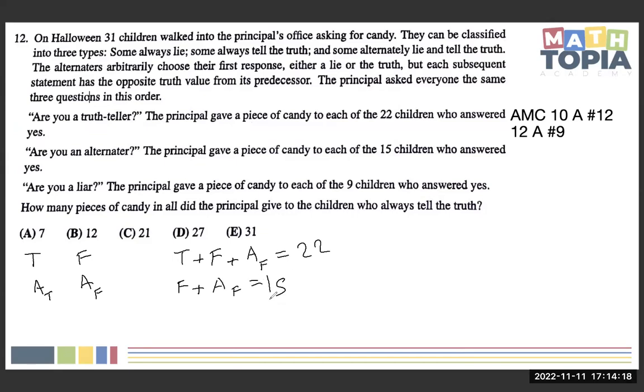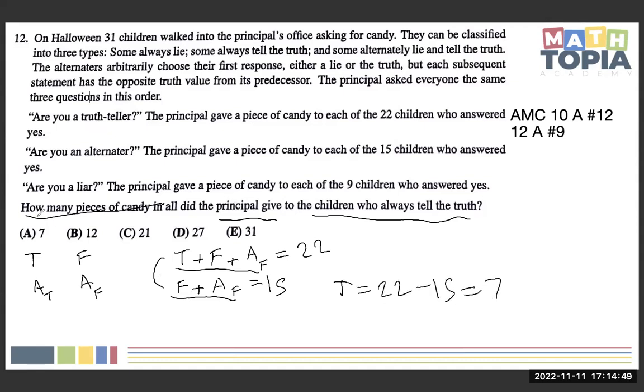And now we could go on to the third one, are you a liar? And it would be the same process. And after that, we would get another equation. And then we could combine that with the fact that in total, all four of these groups equal 31 to solve for all four variables. But look at what the problem's asking. It's asking for how many pieces of candy the principal gave to the children who always tell the truth. But we already know that because we just subtract these two equations. You can just subtract them. And t is just 22 minus 15, which is 7.